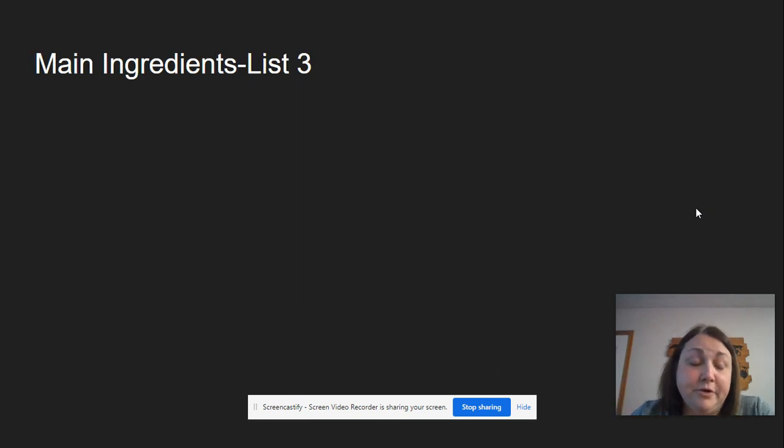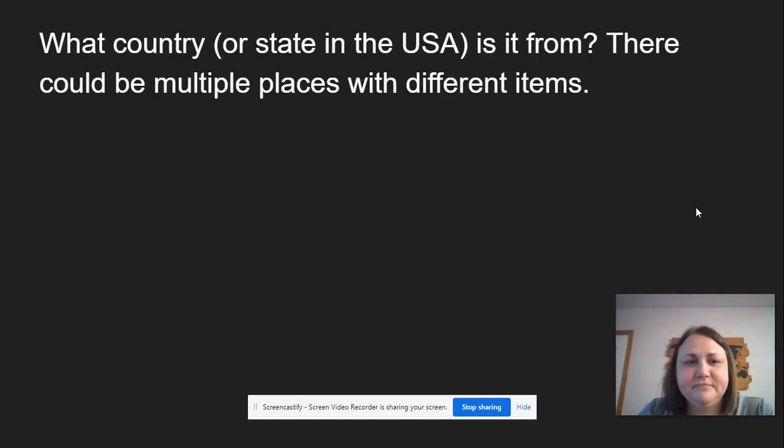You're going to list your main three ingredients. Some of you may only have one ingredient, like if you're doing bananas. Banana is your main ingredient, but if you're doing something canned or processed, there's going to be a lot of different product ingredients in it. And you can just look over the ingredients list and determine what you think are the three main ingredients. So then you're going to do a little research about what country or state in the US the product is grown in or found in.